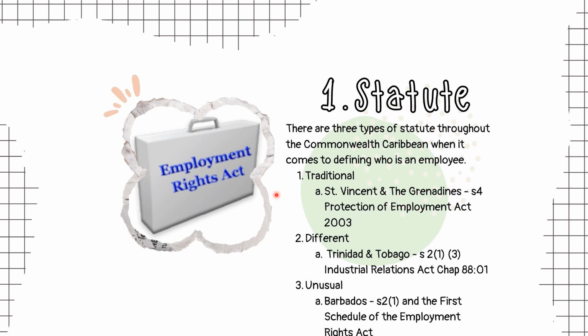Now, in Barbados, the most unusual act in the Commonwealth Caribbean, the Bajan legislation, the legislature just had to be different. So let's get into this. Section 2 of the Act gives the traditional definition of an employee, as in it uses the term employee. However, what makes it unusual is what is found in the first schedule of the Act, where they go on to give you factors that are to be considered in determining whether a person is an employee or not.